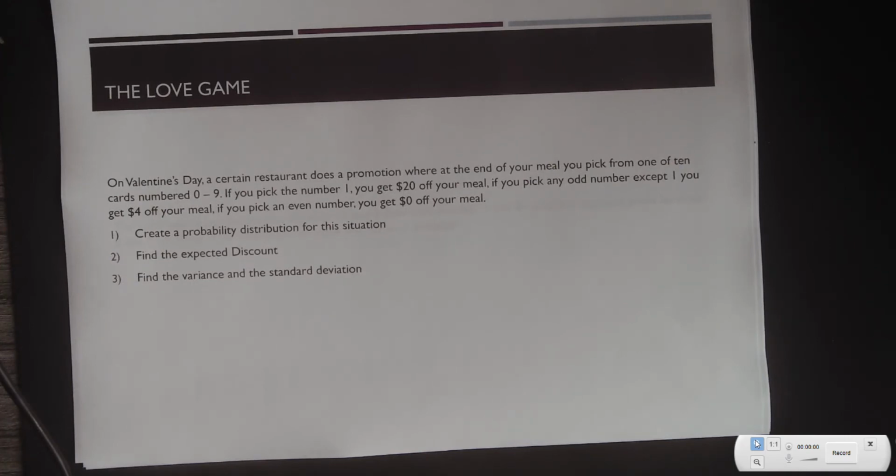If you pick the number 1, you get $20 off your meal. If you pick any odd number, except 1, you get $4 off your meal. If you pick any even number, you get $0 off your meal. So, I'm going to create a probability distribution.